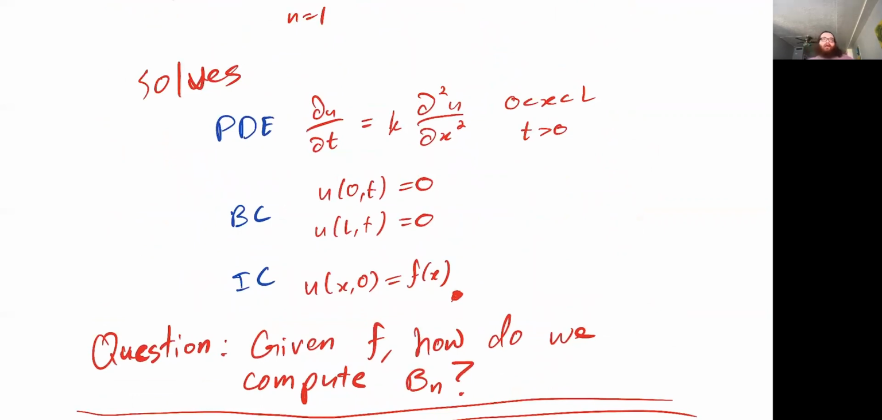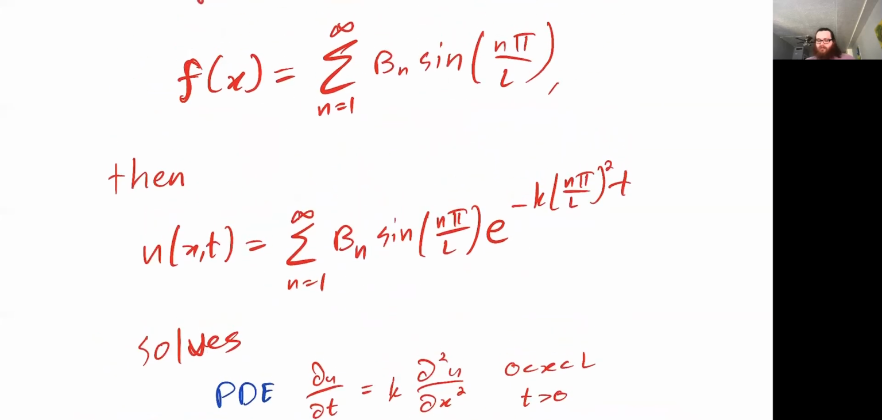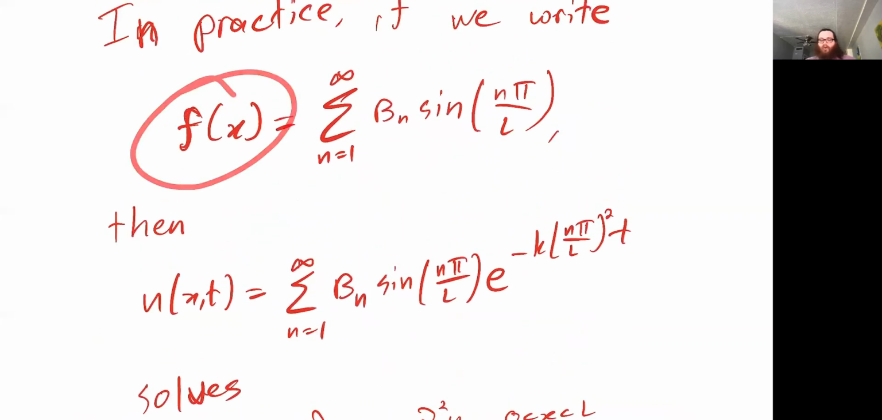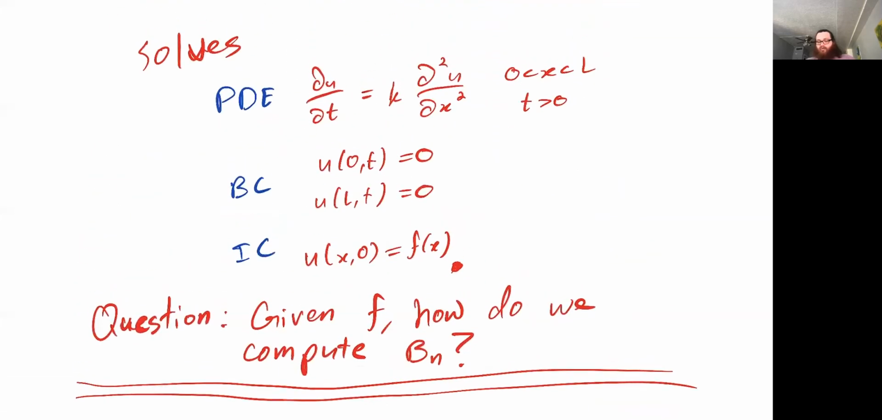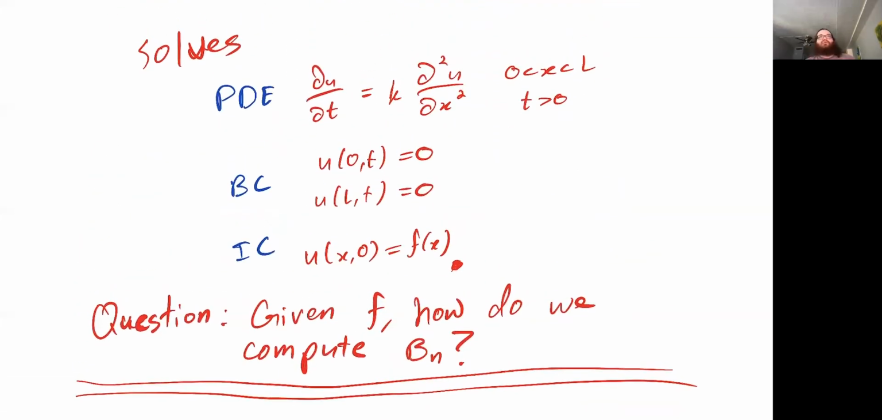Okay, great. So we have a strategy. We want to take our initial condition, f, and write it in terms of these sine functions. We want to write f as an expansion like this. And now the question is, how do we actually compute these coefficients B sub n? We have a systematic way of doing that. We like systematic ways, and we'll talk about that in the next video.